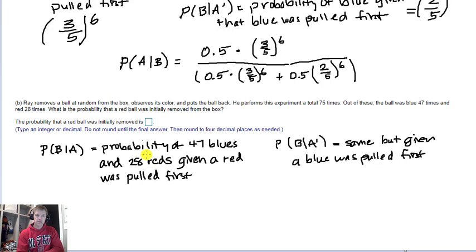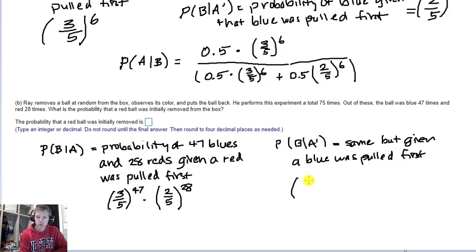All right, so the probability of 47 blues is the same as the probability of blue before. If a red was pulled first, there were 3 blues left out of 5 balls left, and that happens 47 times. And then there were 28 reds, so the probability of a red, if a red was taken out first, is 2/5, and that happened 28 times. Now the probability of B given a blue, or not A, or whatever you want to say here, that one is what's the probability of pulling a blue given that a blue was pulled first? Well, the probability of pulling 47 blues, if a blue was pulled first, there's only 2 blues left out of 5 balls, and it happened 47 times.